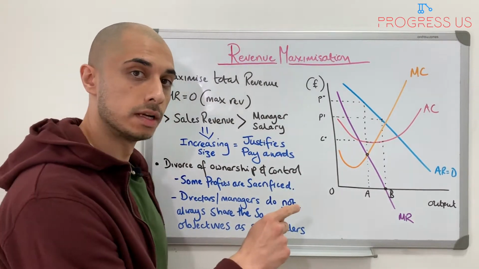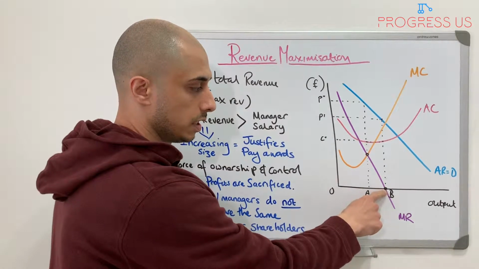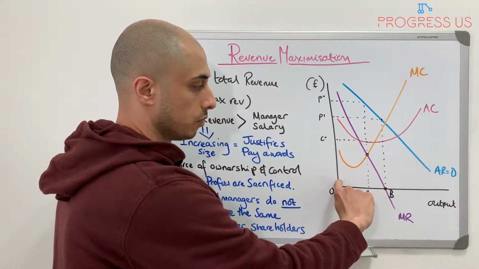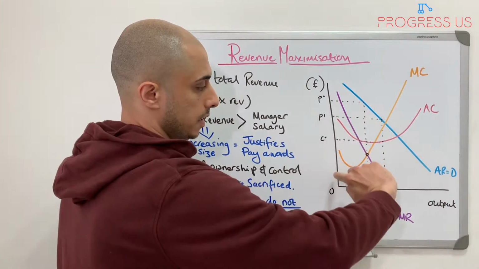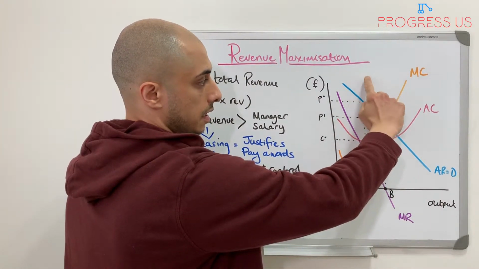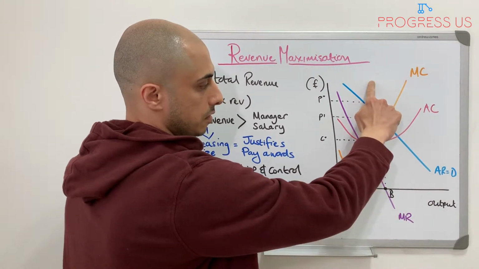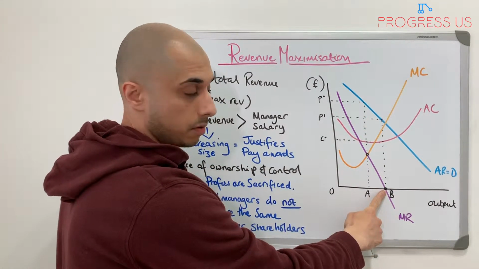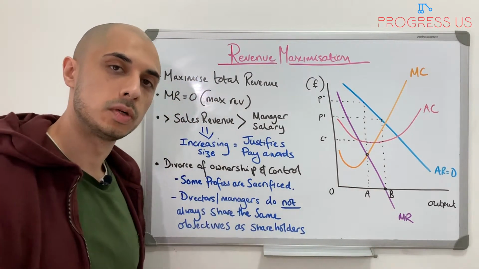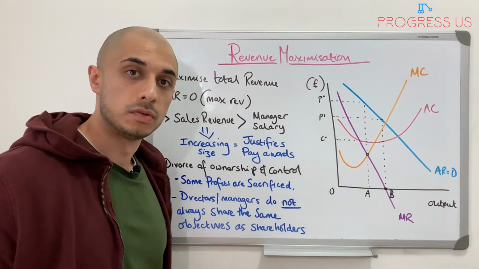If you were to draw in a total revenue curve, what you realize is that the peak of the total revenue curve would be at that point there, point B. The total revenue curve is an n-shaped curve, and the peak of it would be in line with where marginal revenue is 0. And that's why we say when MR equals 0, total revenue is maximized.